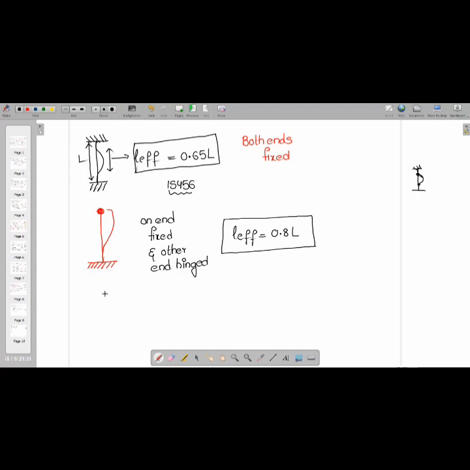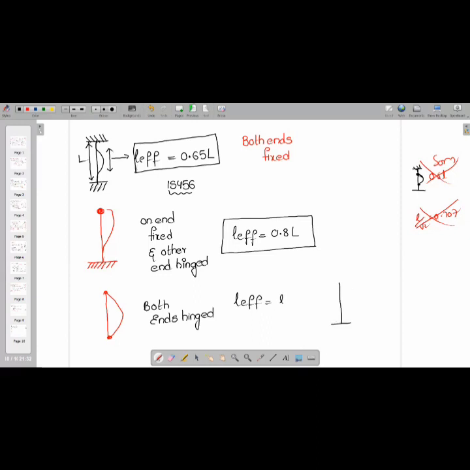And if I talk here, when both ends are hinged, in SOM this will be equal to L by root 2, that is 0.707. All these are SOM, but when both ends are hinged, the effective length will be equal to L.